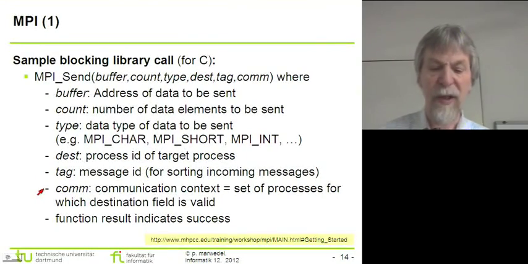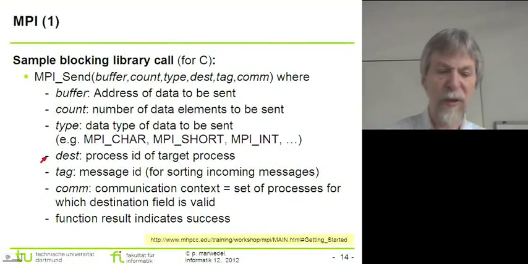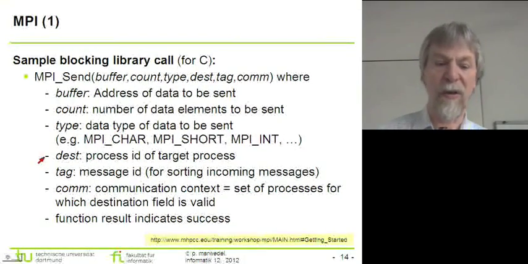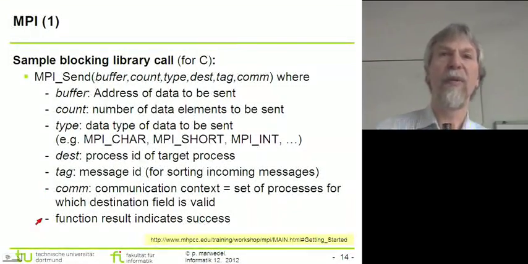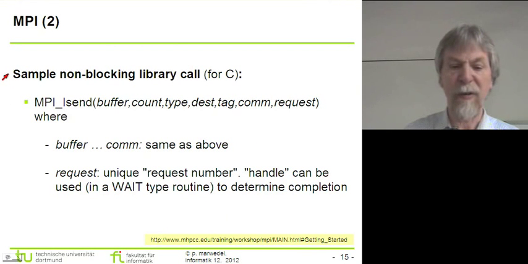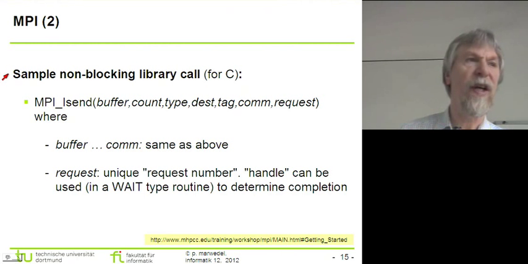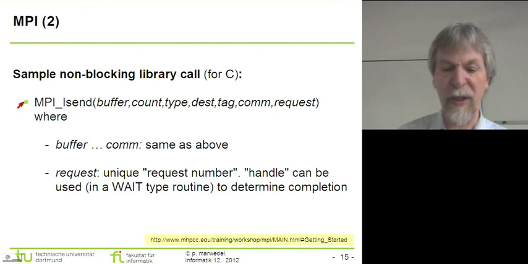And finally, there is a parameter that refers to the set of processes to which the process that we are indicating here in this parameter actually belongs. We have several sets of processes, and these destination IDs need to be unique only within a particular set of processes. Finally, we have the function result, which indicates whether or not the call was successful. In contrast, we can also have a so-called non-blocking call, which means that the calling program can continue its execution even though the communication might not be really completed.